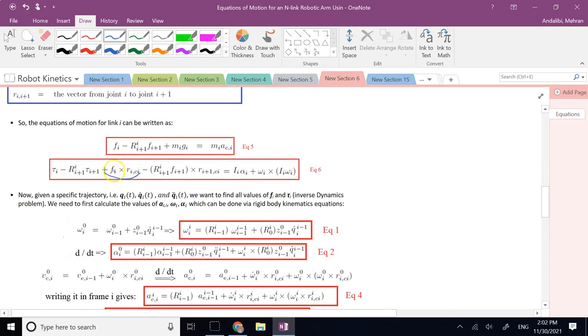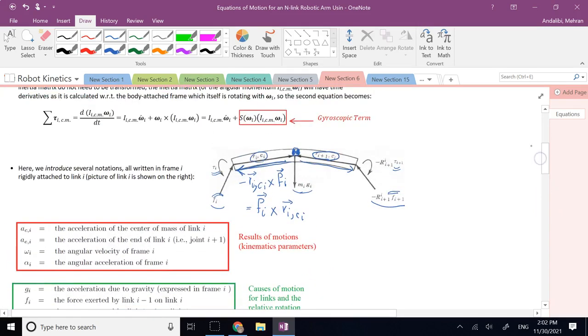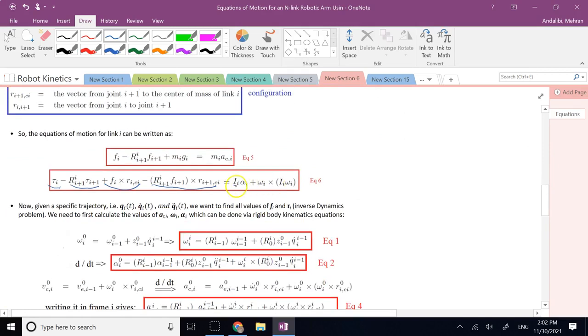So if you see F cross R, not R cross F, it is because of that negative sign and reversing the order. So you see, these are those two couples, the torques. The torques due to the forces are equal to the rate of change of angular momentum. And as we learned, this rate of change has two terms that you can see down here. So equations 5 and 6 are the equations of motion for the rigid body.